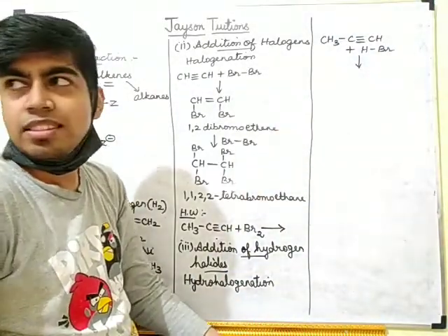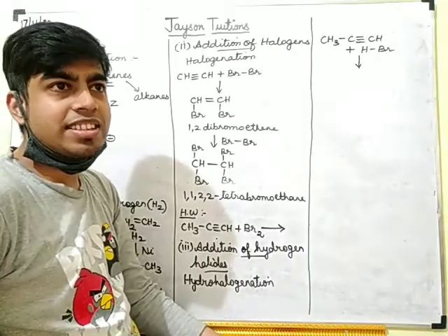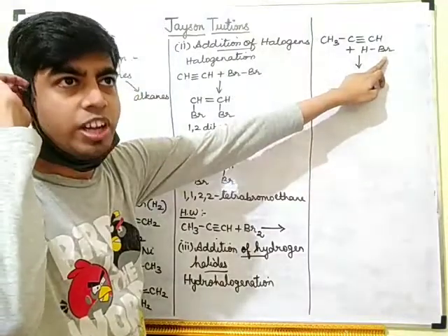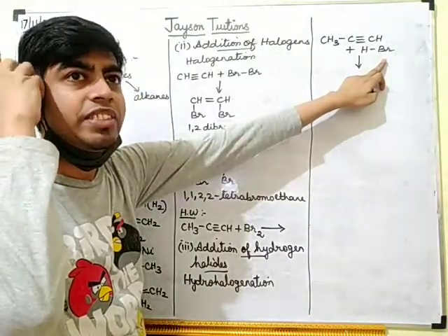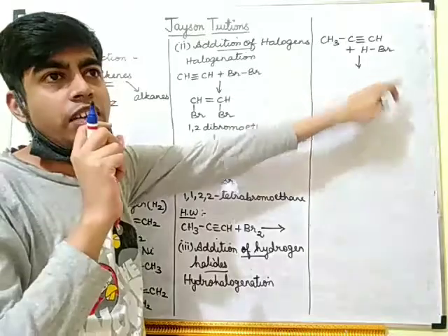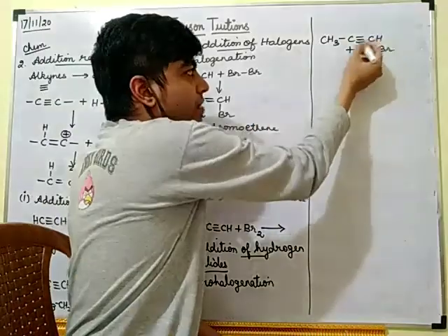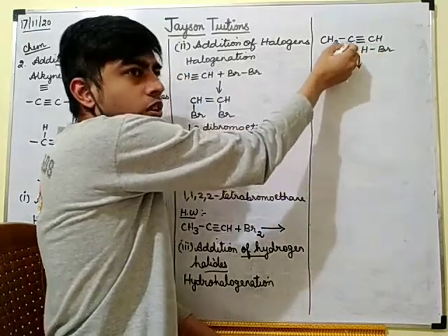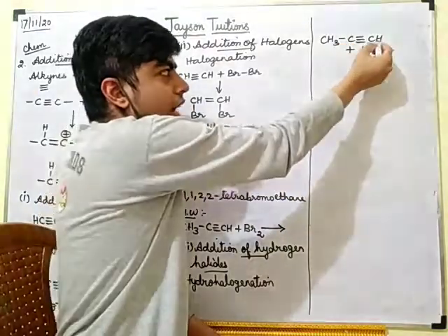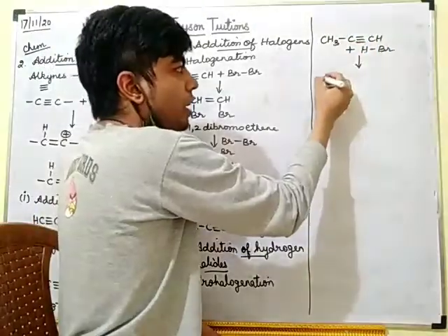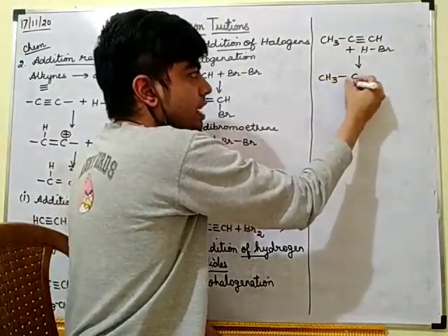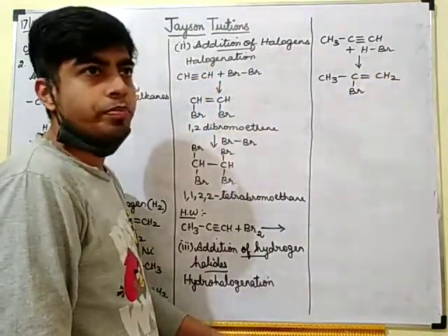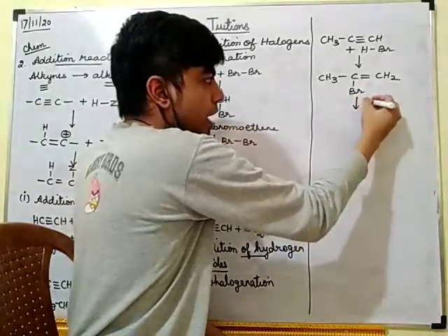Markovnikov's rule. You studied, yes or no? Markovnikov's rule, what is it telling? The negative part of the molecule will add to the carbon which has less number of hydrogen. So in this, the 2 carbon has less number of hydrogen. So bromine will add to this carbon and hydrogen will add to this carbon. So what is the product you will get? CH3CBr double bond CH2. Now if I add one more HBr, what will I get?